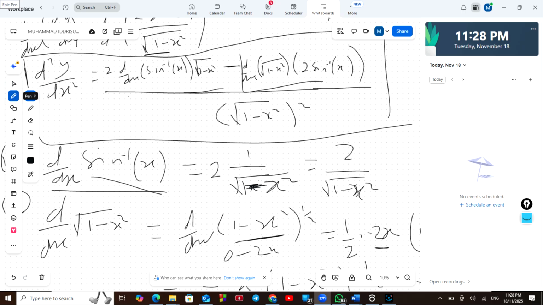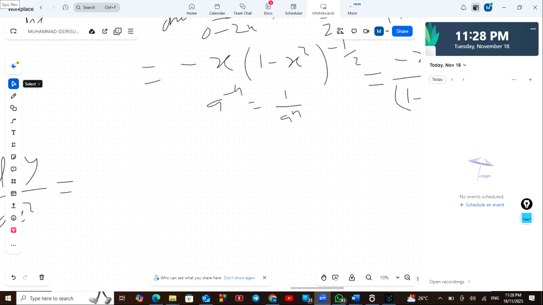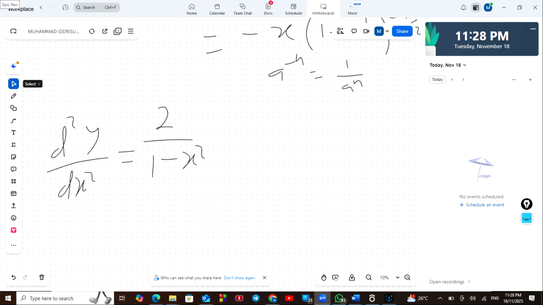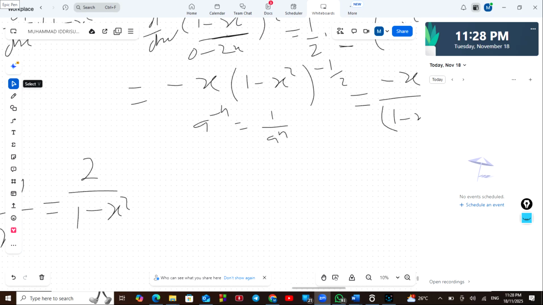So now we know that this part of the numerator is now what? 2 over 1 minus x squared. So let's write it here. So we write 2 over 1 minus x squared. Is the root there? I believe the root is there. Let me see. We have the root. Yes, it's inside the square root.